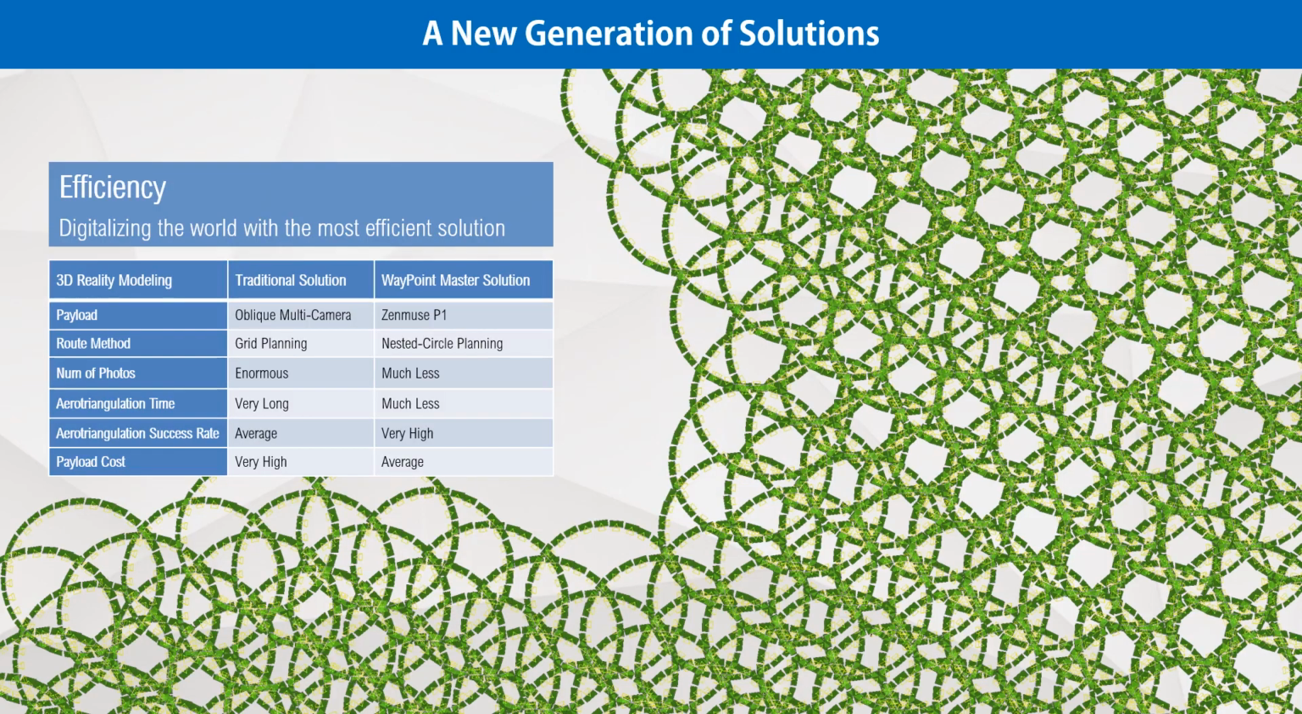Using WayPoint Master's nested circle planning, we can reduce the number of photos and the reconstruction time for large-scale 3D reality modeling assignments. Compared with the traditional solution, only 20% of photos and 10% of the aerial triangulation time are needed.